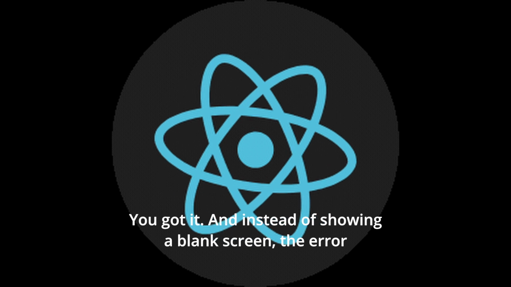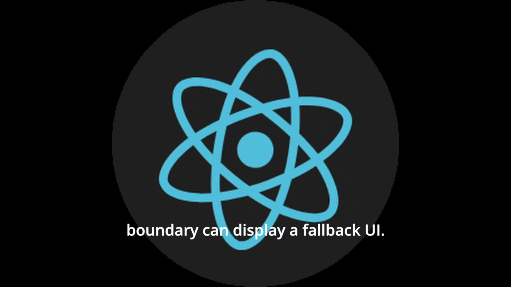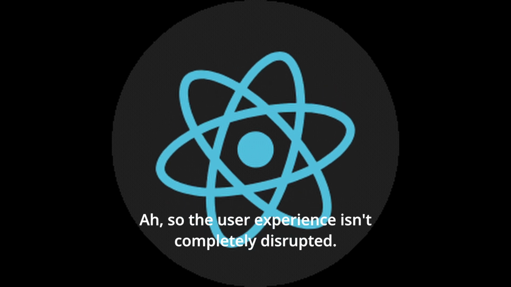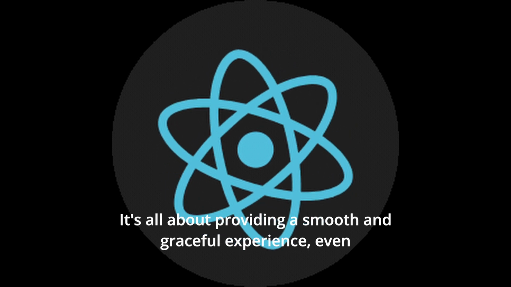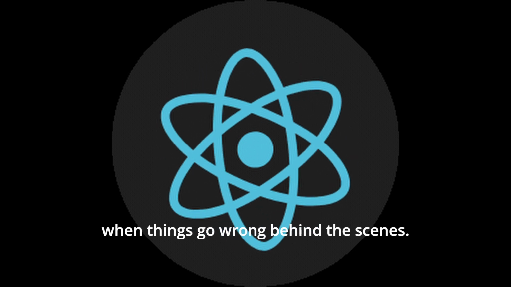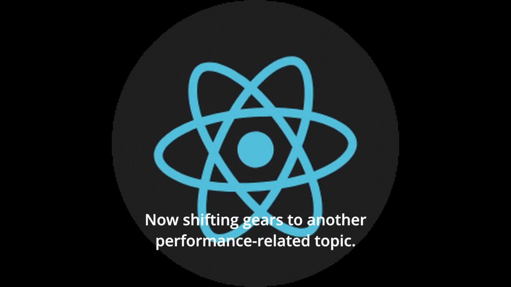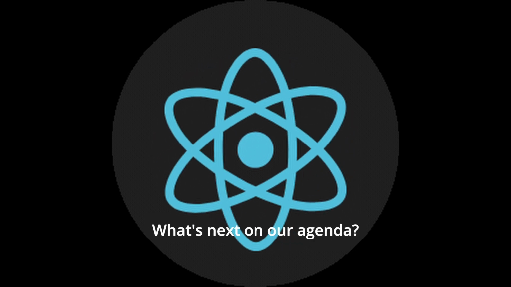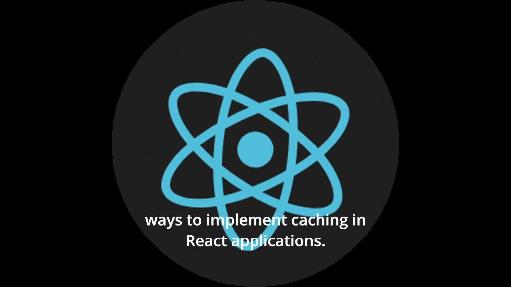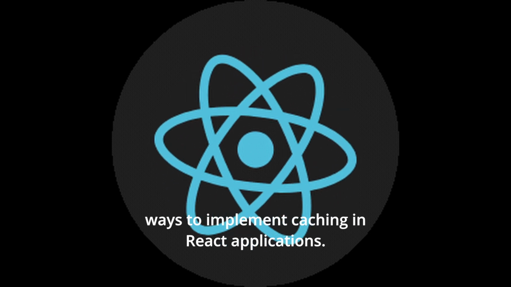And instead of showing a blank screen, the error boundary can display a fallback UI. So the user experience isn't completely disrupted. It's all about providing a smooth and graceful experience, even when things go wrong behind the scenes. Now, shifting gears to another performance-related topic, what's next on our agenda? Data caching. The sources delve into different ways to implement caching in React applications.